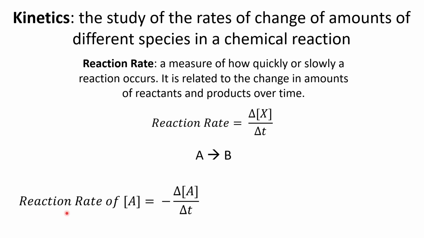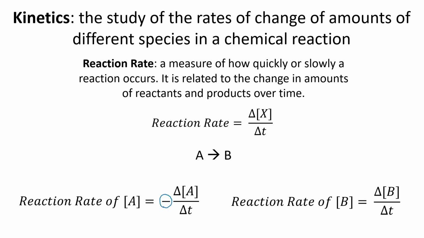We can write the reaction rate of A is the negative change of A over the change of t. And we can also write the reaction rate of B is the change in concentration of B over the change in t. Now, something I'm sure you've noticed is I've put a negative here in front of the reaction rate of A, but there is no negative in front of the reaction rate of B. Why is this? Well, rates are going to be reported as positive numbers.